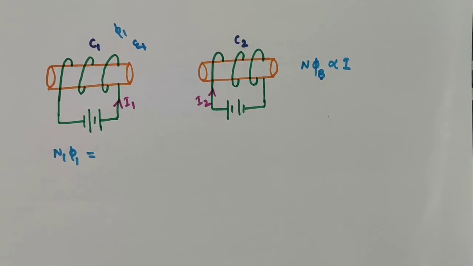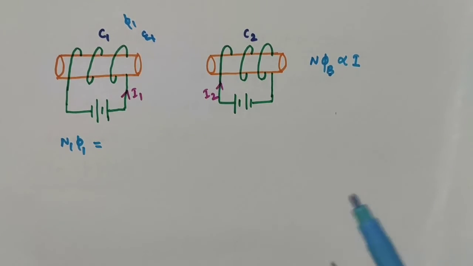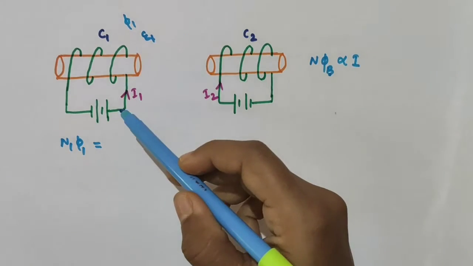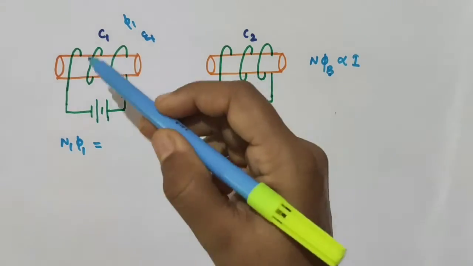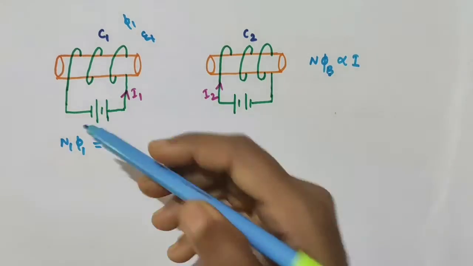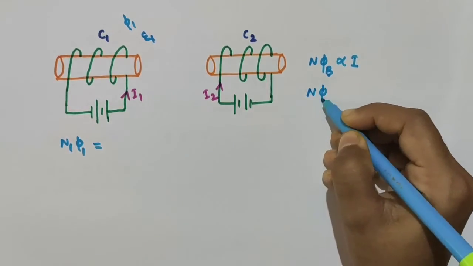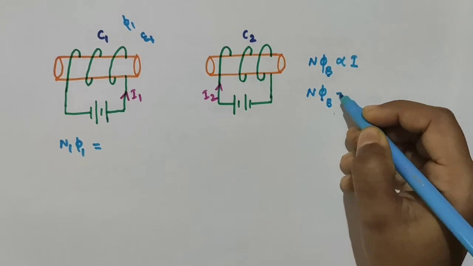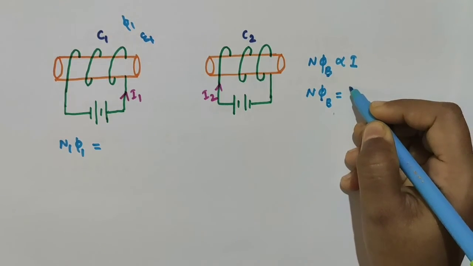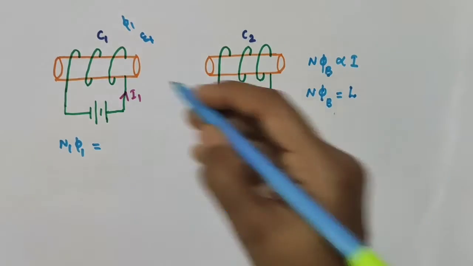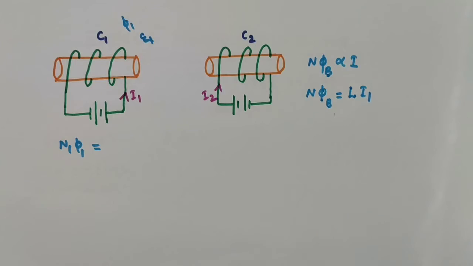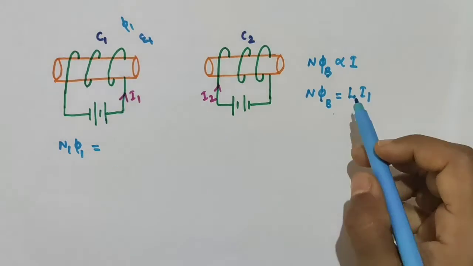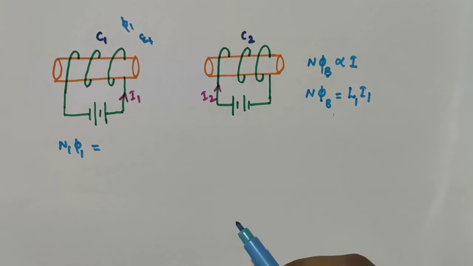Okay, now here, if we calculate the flux linkage due to the current I1 flowing through this coil C1 itself, that flux linkage N phi B will be equal to what? Self inductance L into the current flowing through this coil I1. Or you can take it as L1, the self inductance of C1, so L1 I1.